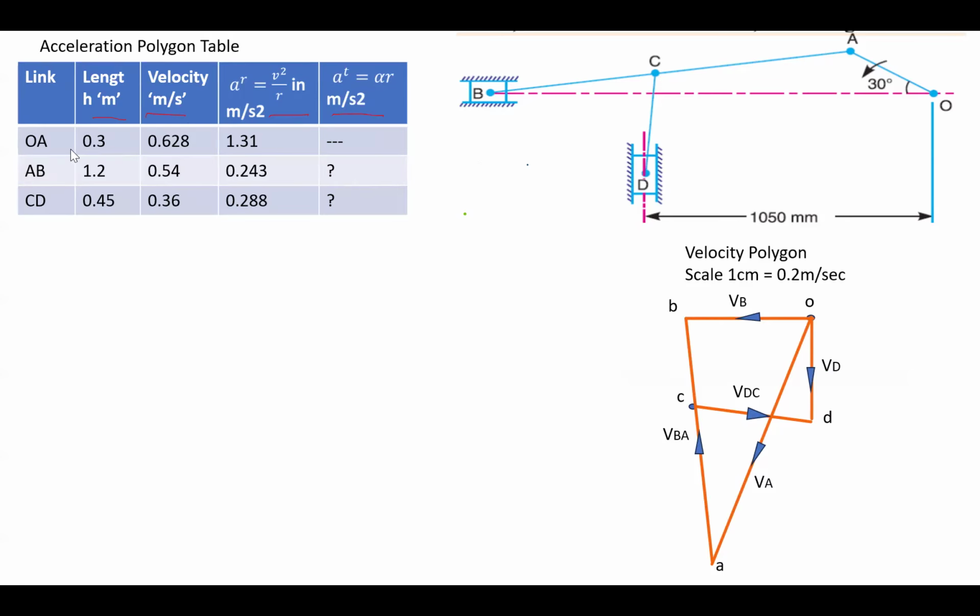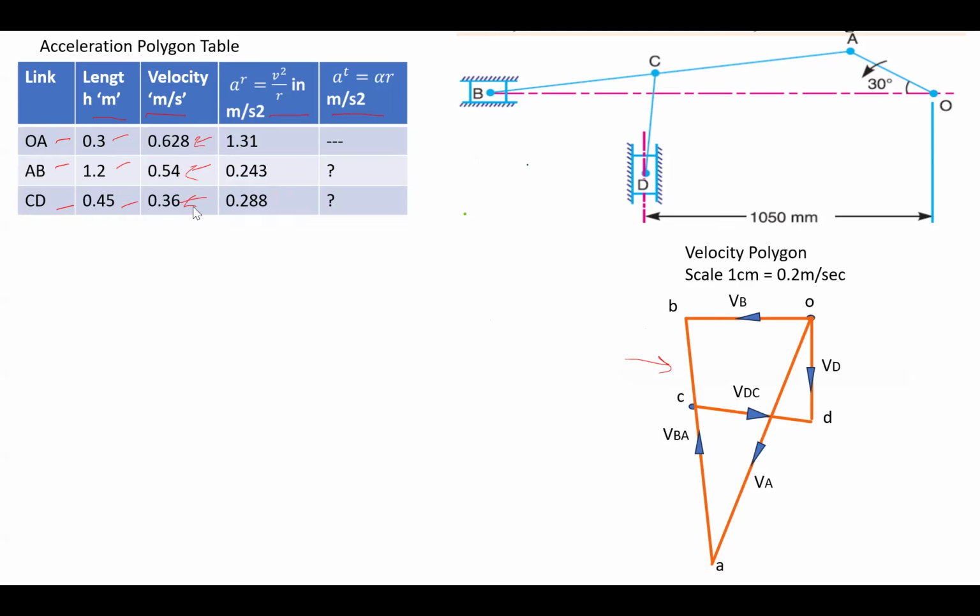Whatever the different links are, you have to note them in the link column: OA, AB, CD. We are not including sliders here. The link lengths given are written in meters. Velocity magnitudes are calculated using this vector diagram. To calculate the velocity of any link or slider, you just measure that vector and multiply it with the velocity scale, and you will get the velocity values. These velocity values are written in the velocity column.